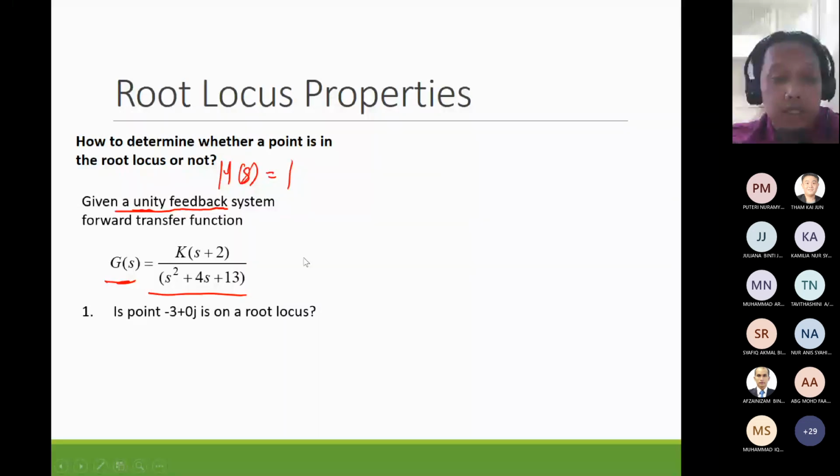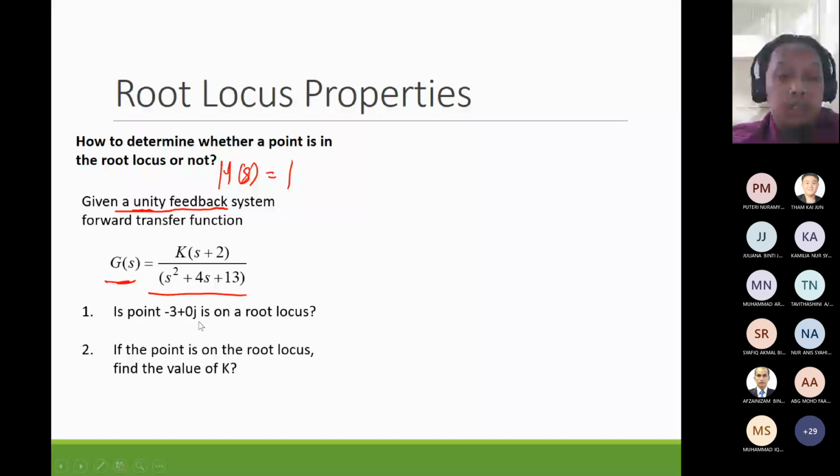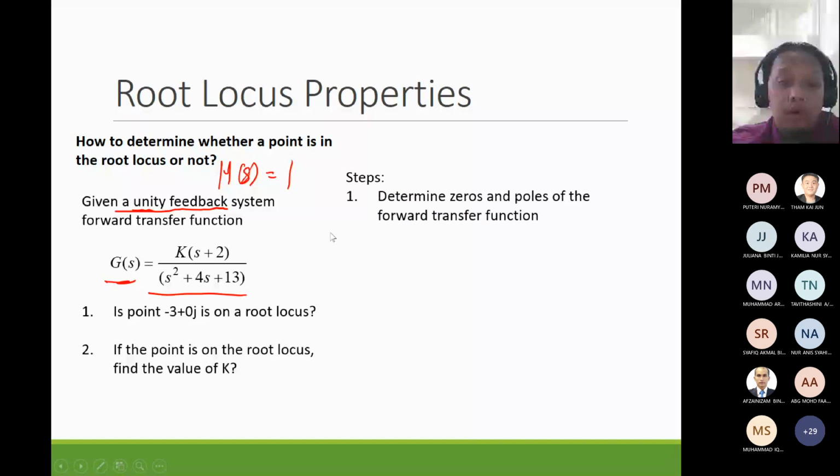For this unity feedback system, is the point minus 3 plus 0j on the root locus? And if this point is on the root locus, determine the value of K from this point. There are steps in determining this. Firstly, you determine the zeros and poles of this forward transfer function.